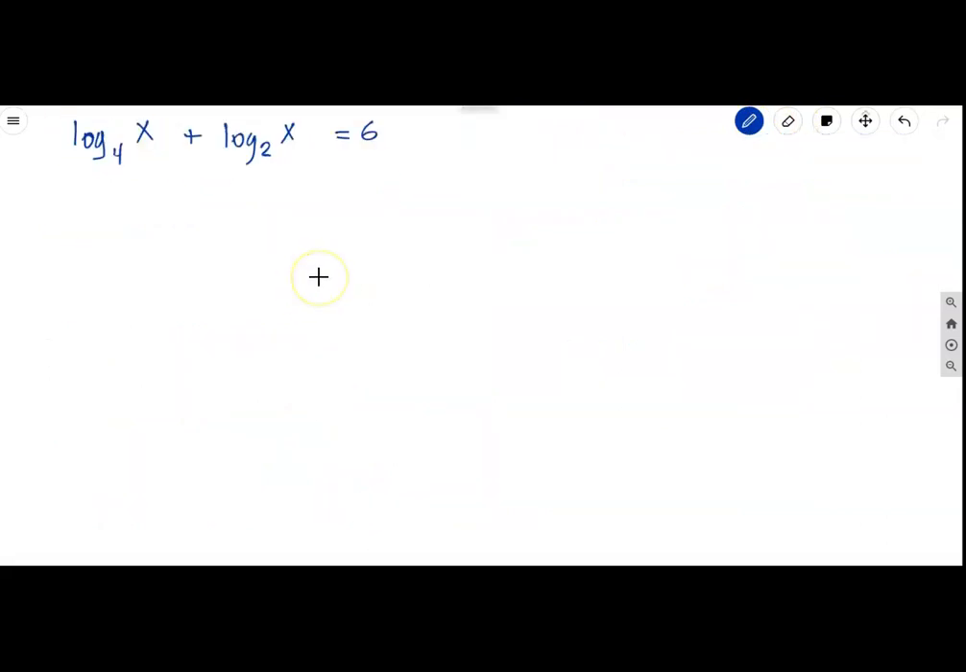The next problem is about logarithm with different bases. What you need to remember is that log x base a equals the logarithm of x over log a. From here, we have 4 and 2. Therefore, you find the lowest common factor of 4 and 2, which is 2. So we will make this base 2.